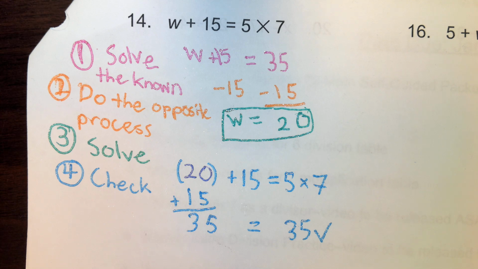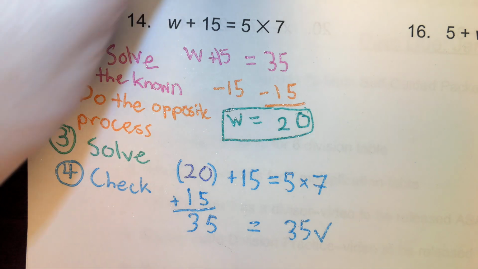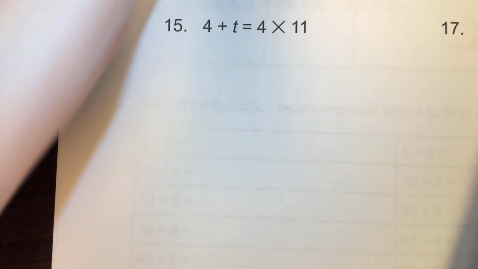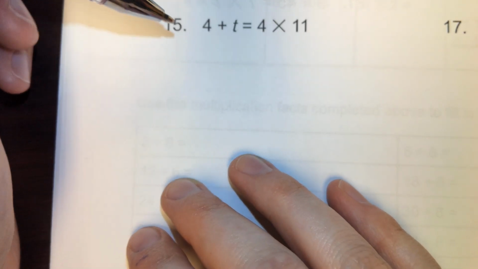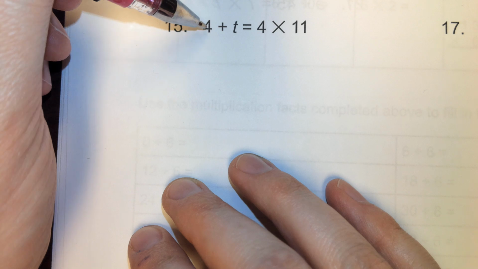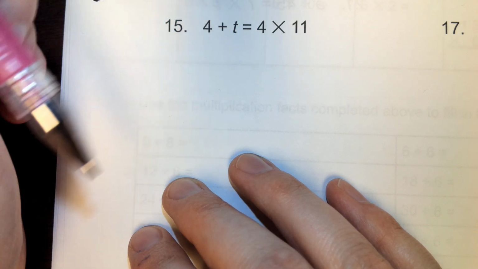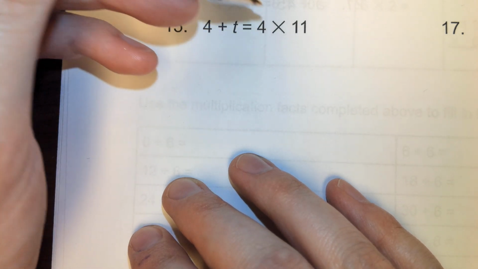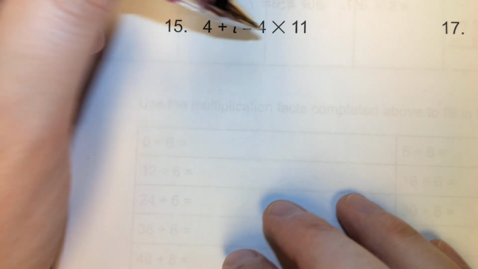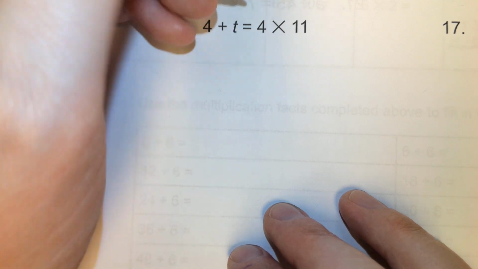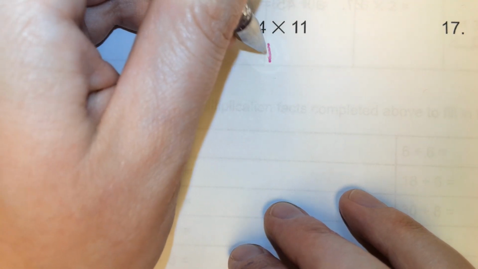Alright. Let's keep going. This one I'm not going to write out the steps quite so thoroughly. I think we have the idea. So the first step, though, is that we're going to solve what we know. And what we know from this side, we have number, letter, number, number. We want to do just numbers. 4 times 11 is going to be 44, and you should know that from your multiplication facts.